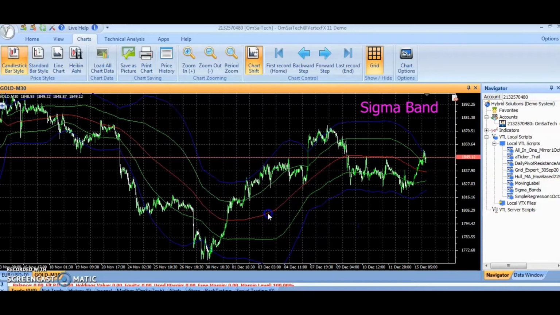In the first step, we calculate the central red line, which is the mean price. This is the simple moving average, SMA, of the close over the recent bars count candles. In the next step, we calculate the standard deviation, or sigma, of the close prices over the recent bars count candles.